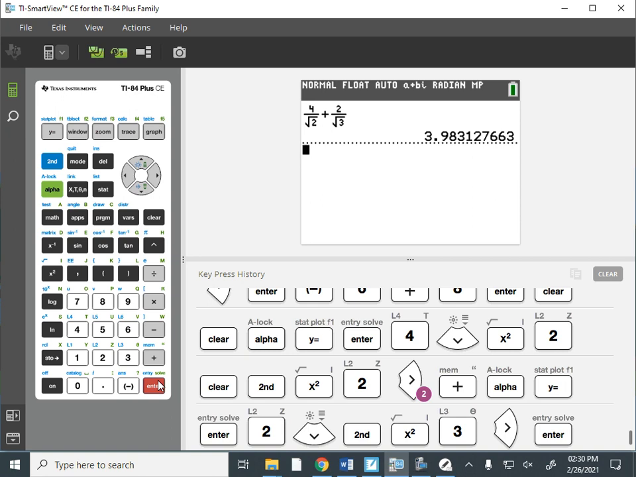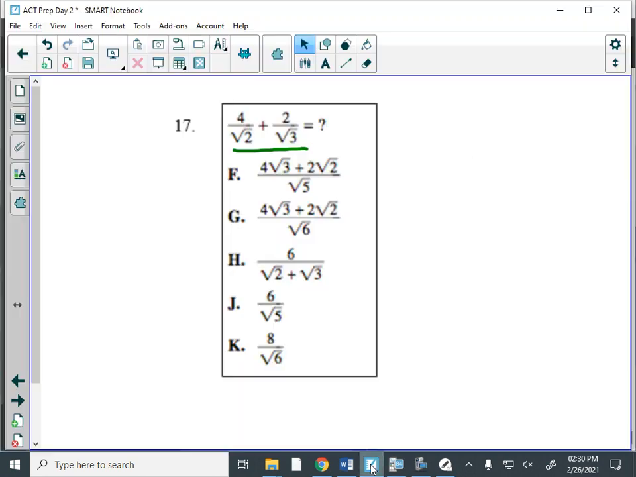So what I would do next, I know what that is in decimal form, go through each answer option and see which one of these gives you the same exact decimal. So I'm going to plug in F. Okay? I'm going to plug in 4 radical 3 plus 2 radical 2 divided by radical 5.